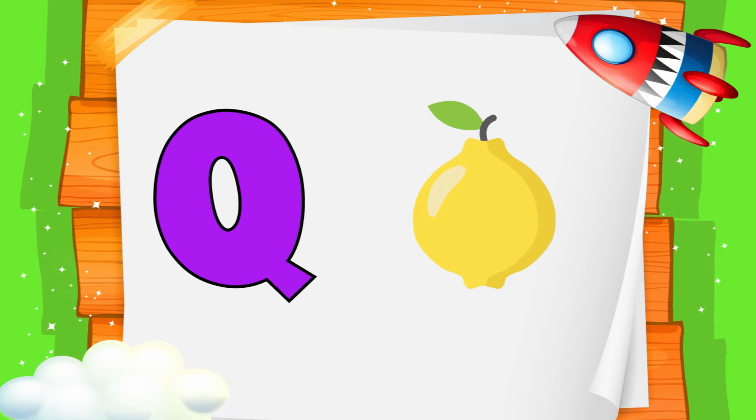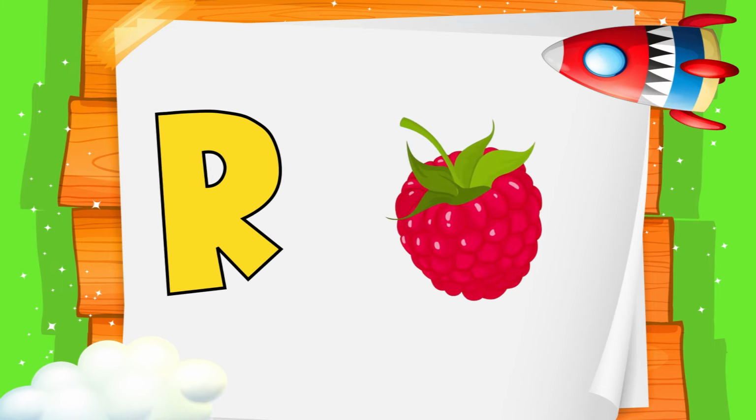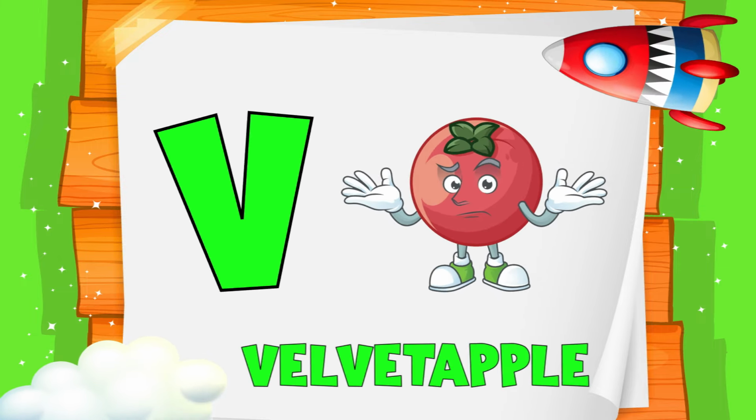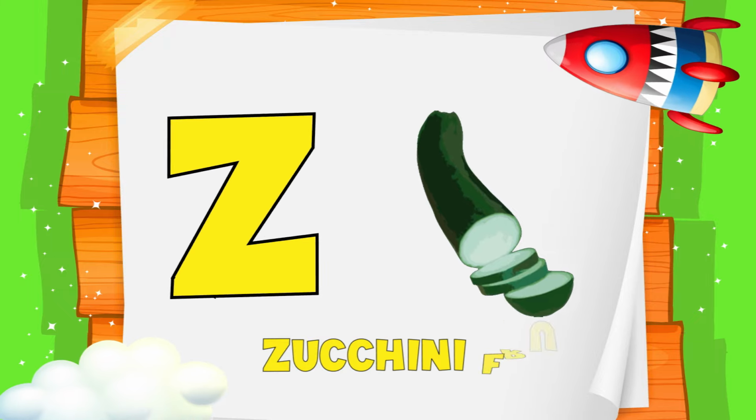Q is for quince. Quince. R is for raspberries. Raspberries. S is for sapodilla. Sapodilla. T is for tomato. Tomato. U is for ruby. Ruby. V is for velvet apple. Velvet apple. W is for wineberries. Wineberries. X is Sumania Caffra. Sumania Caffra. Y is yam. Yam. Z is for zucchini fruit. Zucchini fruit.